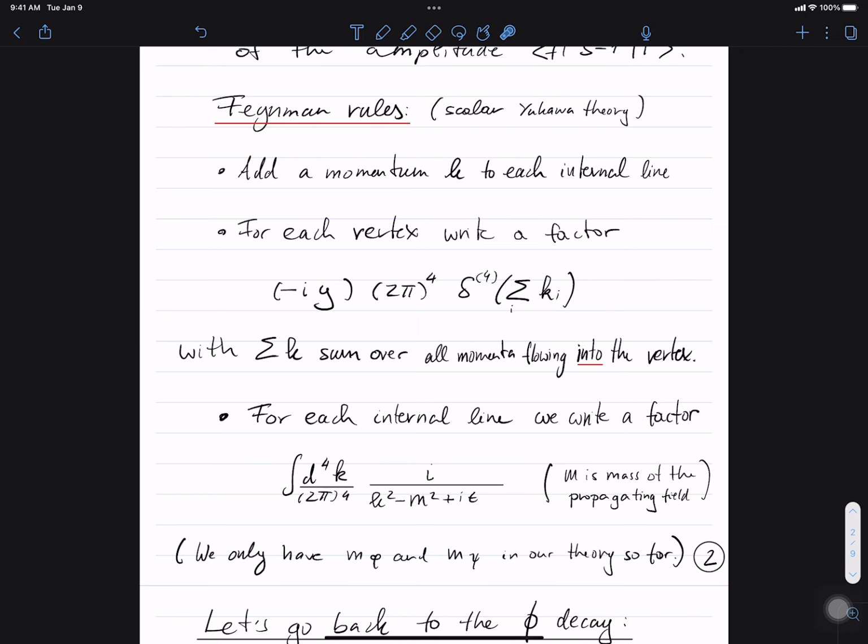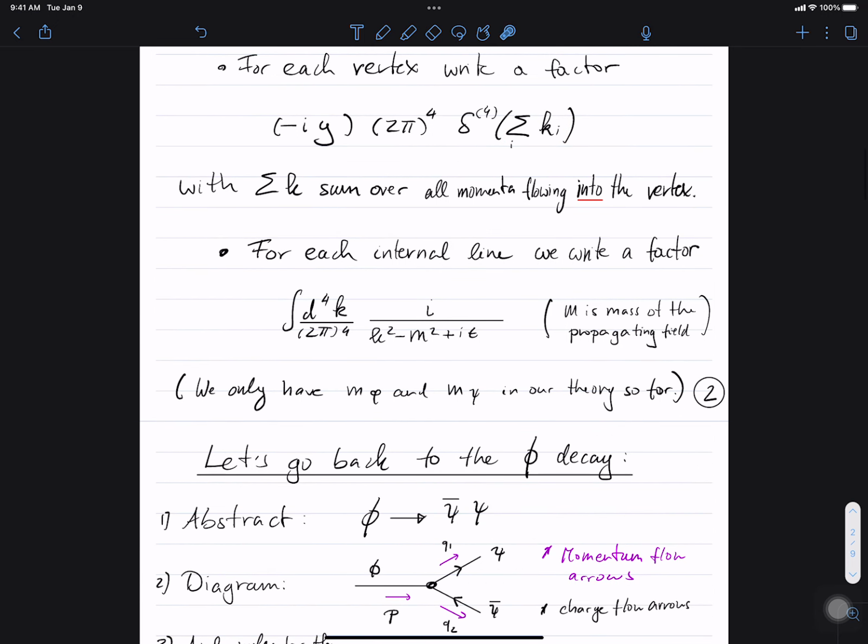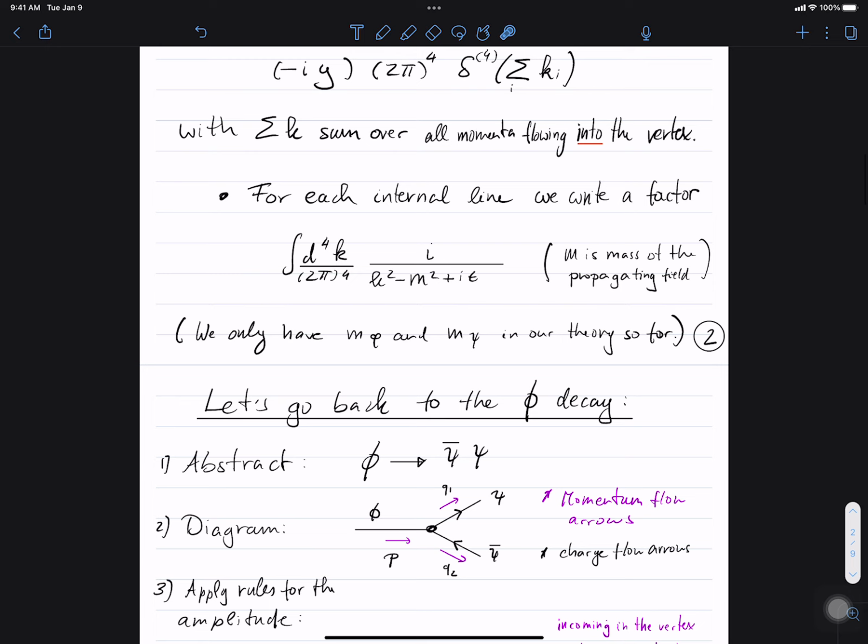that we have to, after we draw the external lines, also connect them by vertices and add momentum labels k to each internal line. And for each vertex, we write a factor negative i y, where y is the coupling constant, times 2 pi to the 4 times a four-dimensional delta function that conserves the four-momentum flow in this vertex. So the k is a sum. This runs over all the momenta flowing into the vertex. We'll see in a little bit what it means.